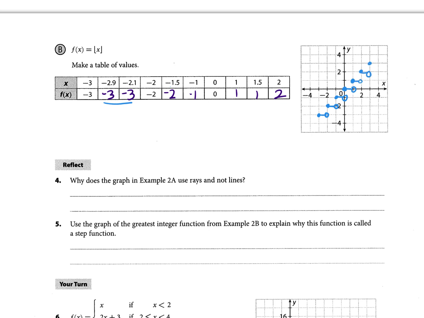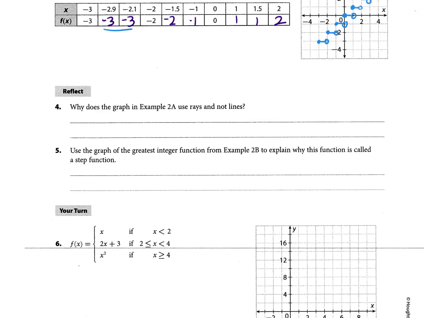which earlier I told you, you would see why it's called a stair function. So you can see it occurring with that floor function looking like a stair function. It says, why does the example in 2a use rays and not lines? So a ray looks like this, and a line looks like this. It uses rays because it doesn't continue on forever in both directions.